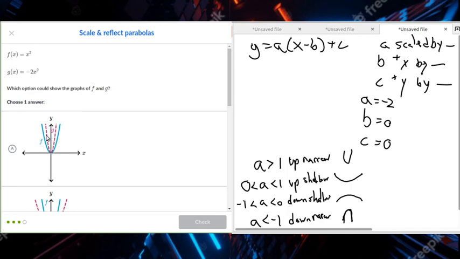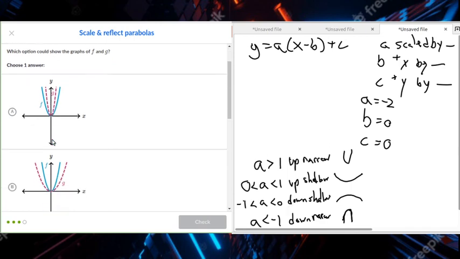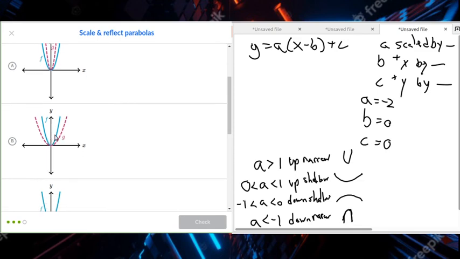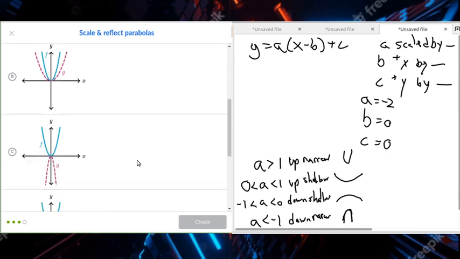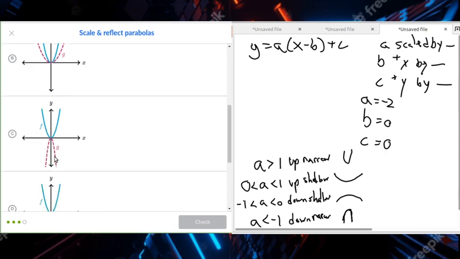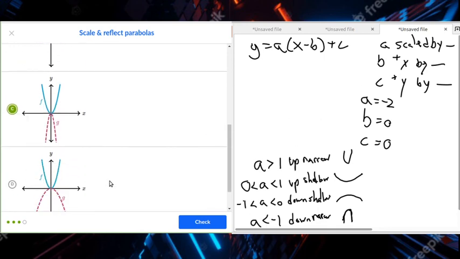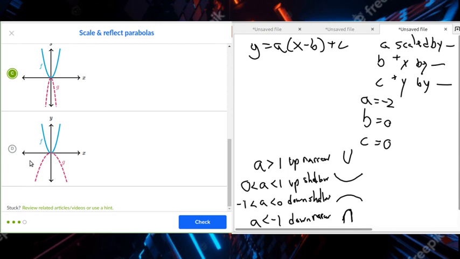This one is up and narrow, so a is greater than 1 on that. This one is up and shallow, so a is between 0 and 1. This one is down and narrow, so a is less than -1. And this one is down and shallow, so a is between 0 and -1.